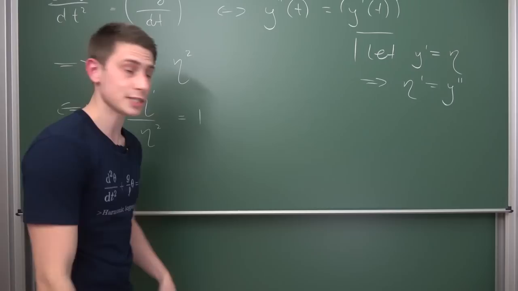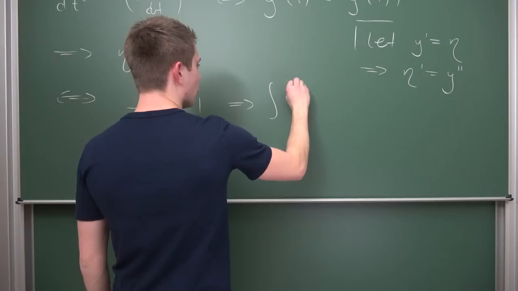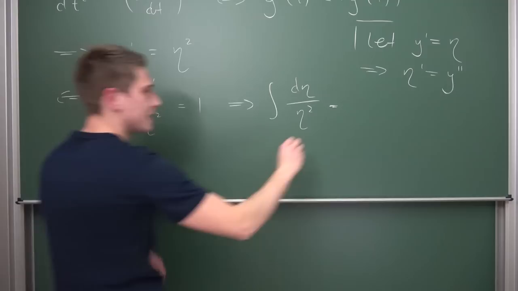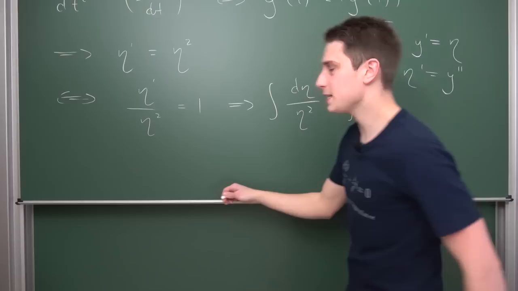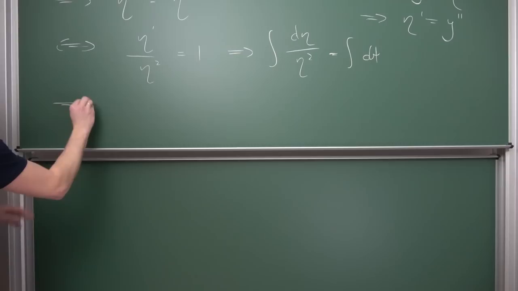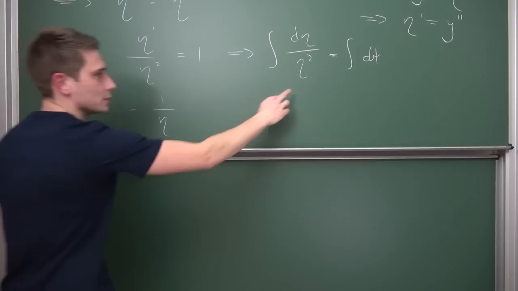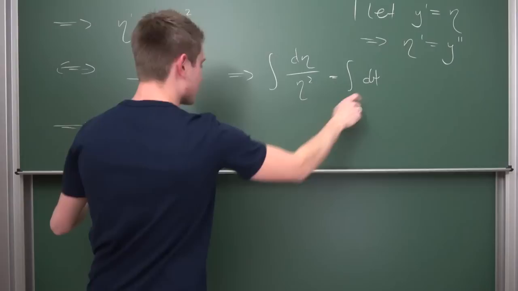On the one hand, we have the integral of d eta over eta squared being equal to the integral of dt in this case. And this is really easy to integrate, basically a polynomial in some way. So our left-hand side is going to be nothing other than negative 1 over eta. So this is the really easy integration part being equal to one really hard integration part: this is nothing other than t. Also, we have some arbitrary constant. I don't care what it's called.